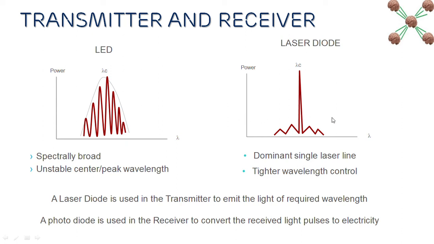So we use laser diodes. With a laser diode, as you can see, the central channel is very strong, and the side channels are very weak in comparison to the central channel, so they can be very easily segregated. So this is the one which is used in the telecom network because it has very tight wavelength control. And on the receive side, we use photodiodes to detect the light and convert it to electrical signals.